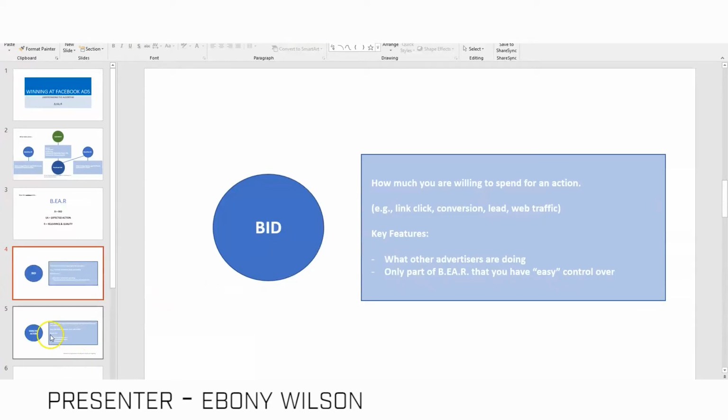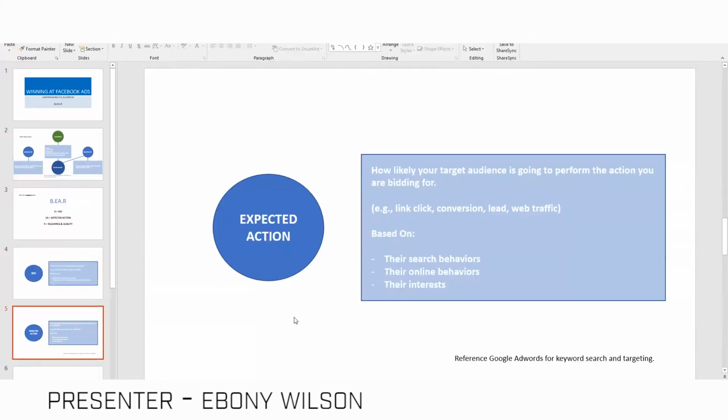Okay? So let's also look at the expected action, which is how likely your target audience is going to perform the action you are bidding for, whether they really are going to take that link click or that conversion or web traffic. How Facebook targets that expected action is, again, through search behaviors, their online behaviors, and their interests.